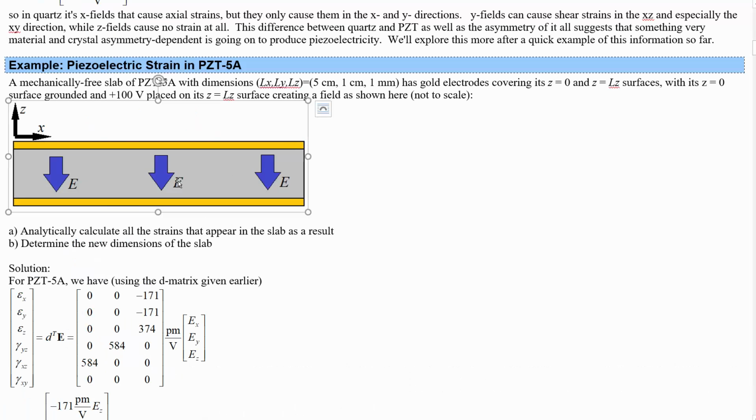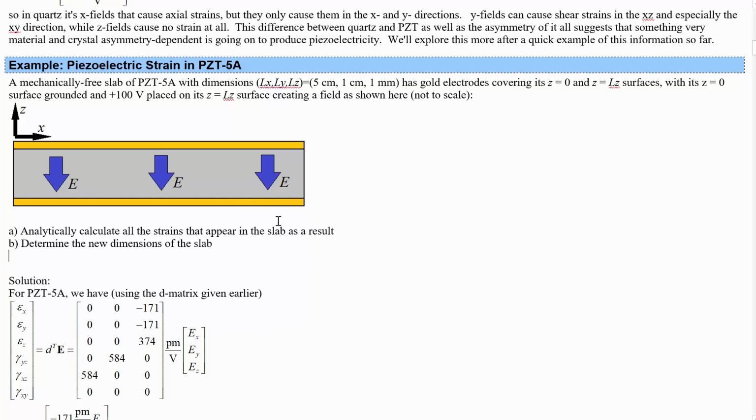Let's do an example. We've got a mechanically free slab of PZT5A that has these dimensions, 5 centimeters in X, 1 centimeter in Y, and 1 millimeter in Z, and has gold electrodes on the top and bottom of its Z surfaces. This one's going to be set to 100 volts up here, and this one's set to 0 volts down there. And we want to figure out what the strains are that show up in the slab as a result.